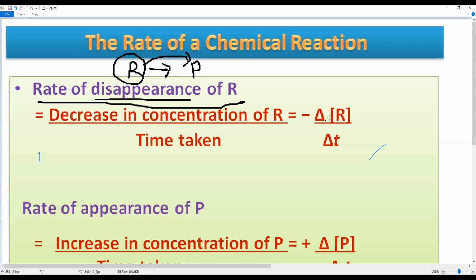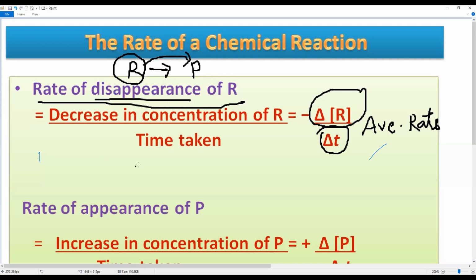So delta R upon delta t, this is called an average rate, because whenever the time period is larger and the change in the concentration is larger, whatever rate you are calculating is considered an average rate. Remember this: the average rate is the factor which has to be written for a larger change in the concentration of reactant and a larger change in time, right?